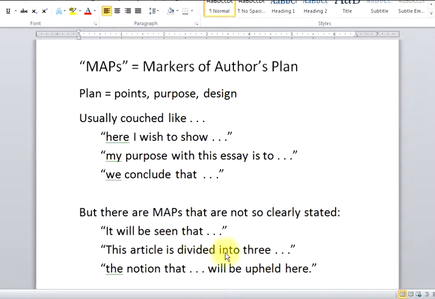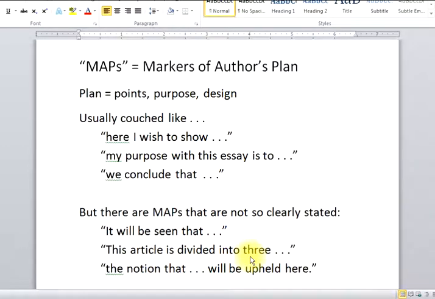Now whenever you see these sorts of division numbers, pay attention to them, because they're giving you the basic outline of the article, and that's always helpful when you try to write a summary or get an idea of what the article's about. The notion that this or that is right or wrong, or correct or incorrect, or will be upheld here, this sort of language is the language of the thesis, the main idea.